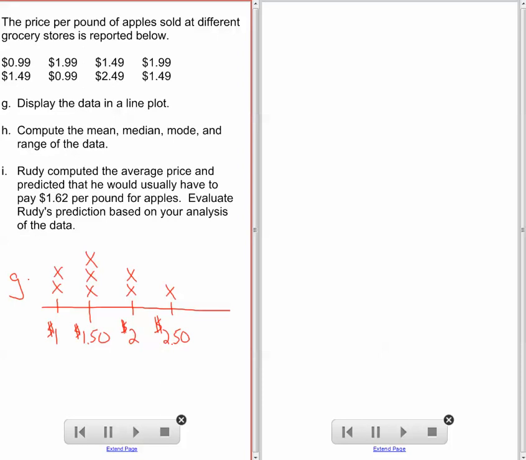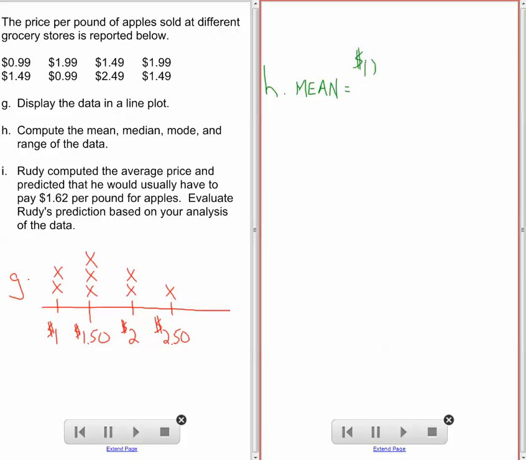And that leads us to our next question. It says compute the mean, median, mode, and range of the data. Well, the mean we would find by adding up all the prices per pound, which I've done already. It comes out to $12.92, and dividing by the eight stores that charge that much, or 8 pounds, the average price or the mean price ends up being $1.62 per pound.